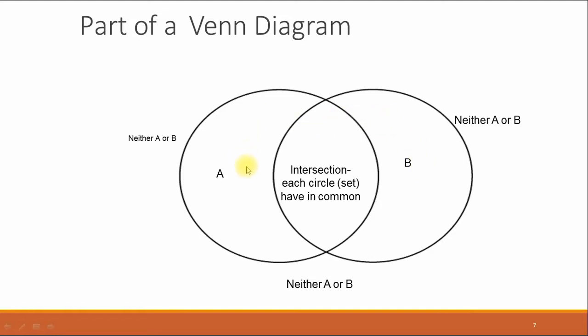common with A. This whole area represents A union B, and this area represents neither A nor B. This whole area represents A union B. This area only represents A intersection B, and this area represents those elements of A which are not common in B, and this area represents the elements of B which are not common in A.